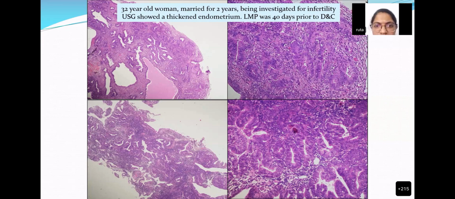Mansi, you want to help her? On the right side is atypical endometrial proliferation. Yes, so it is atypical hyperplasia, also called endometrial intraepithelial neoplasia. Now, come on now, Ruta. Was that difficult? No. So in this endometrium, and Ruta, please read the history again.